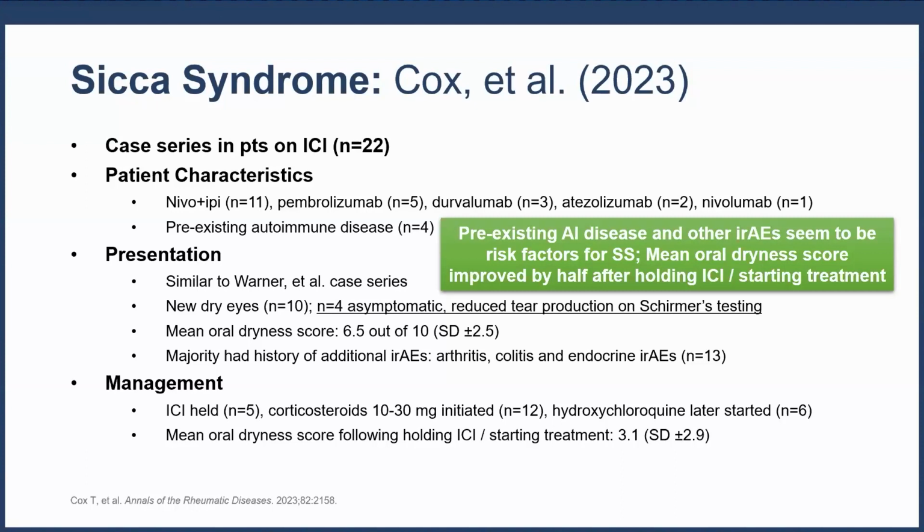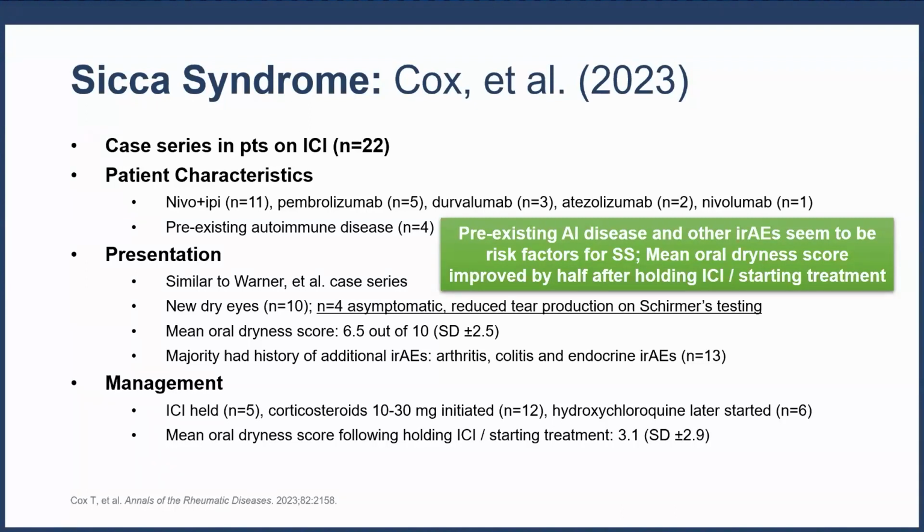There are also a few differences in these patients. Most of them received combination immunotherapy versus the first series where it was mostly single agent PD-1 or PD-L1 inhibition. There were 4 patients still in this cohort that had pre-existing autoimmune disease. And all of the characteristics, again, were very similar to the Warner and colleagues case series, that initial one that was published in The Oncologist. But I think there are some important things we can learn from this case series that are new.